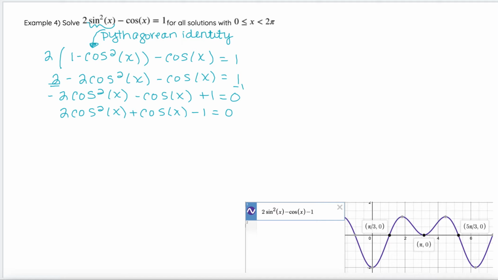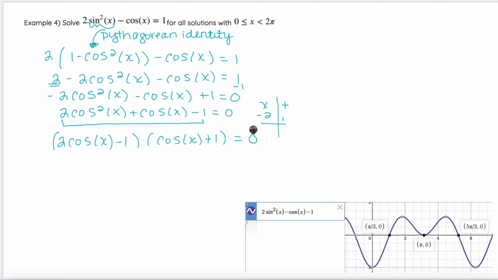Certainly utilize the u substitution that we've done in the previous examples. I am just going to jump to the factored form. I know I need to find two values that multiply to -2 but add to 1. Its factored form will be 2 times cosine of x minus 1 and cosine of x plus 1 equal to 0. I'll let you factor on your own. I'll set each piece equal to 0, so 2 times cosine of x minus 1 is 0, and cosine of x plus 1 is 0.